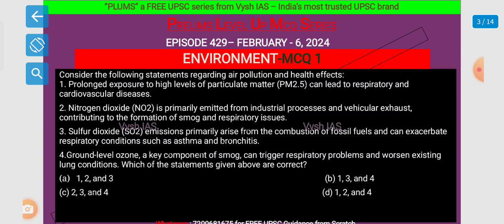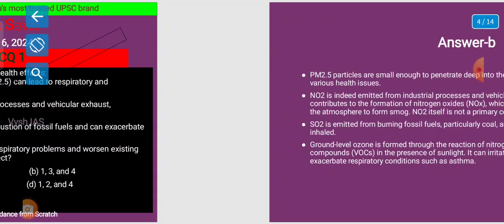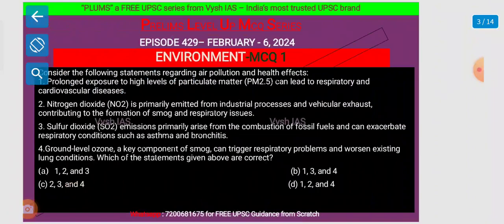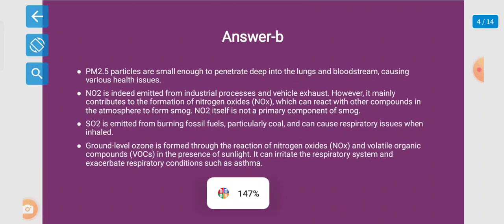So options are A 1, 2, 3, option B 1, 3 and 4, option C 2, 3 and 4, and option D 1, 2 and 4. Let us now see the answer for this question, guys. Answer is B. Okay, that is 1, 3 and 4. So the statement 2 is wrong.